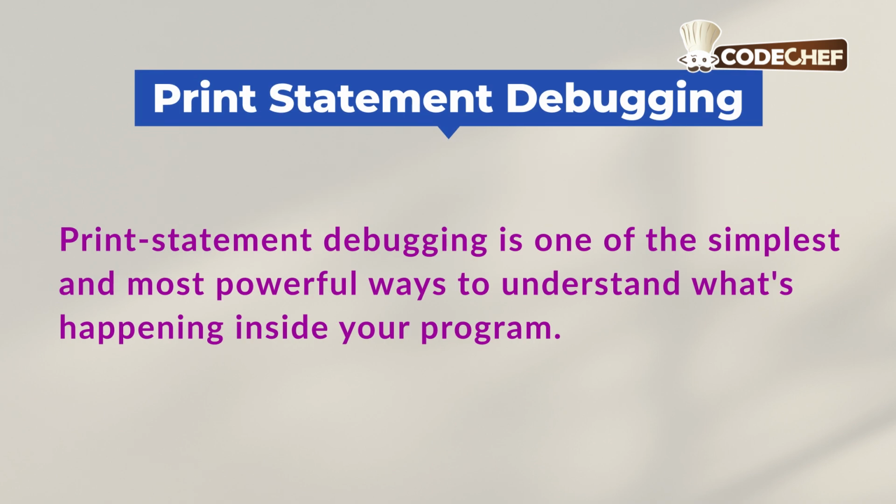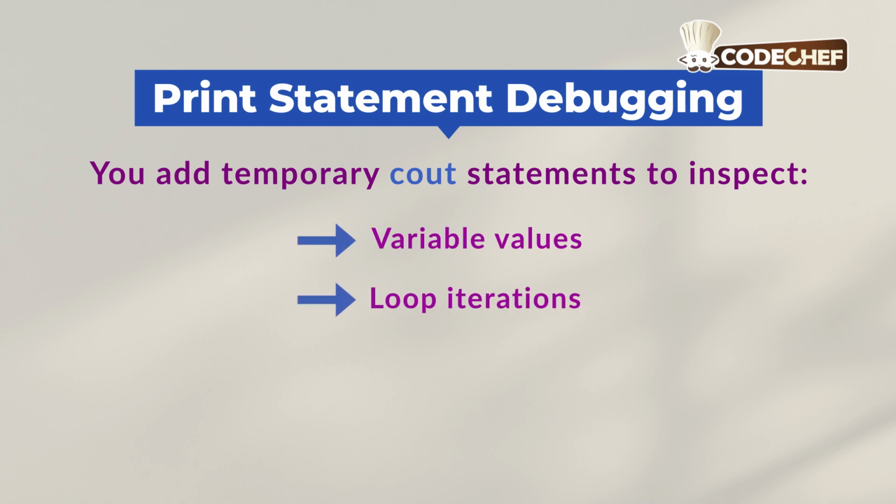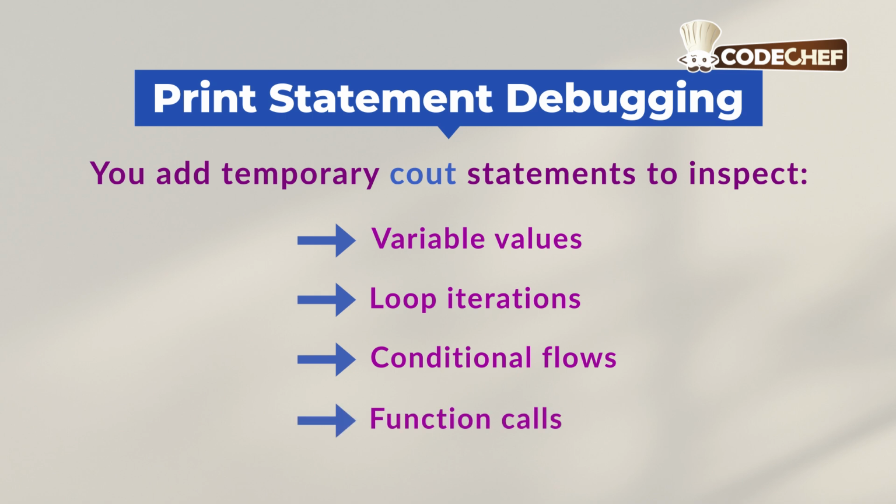Print statement debugging is one of the simplest and most powerful ways to understand what's happening inside your program. You add temporary cout statements to inspect variable values, loop iterations, conditional flows, and function calls. So in print statement debugging, we are basically giving hints to the user for possible errors, which helps in inspecting variable values and loop iterations. Basically, it gives ideas about in which part of the code the error can occur. Now let us go to the CodeChef platform to see an example of print statement debugging.